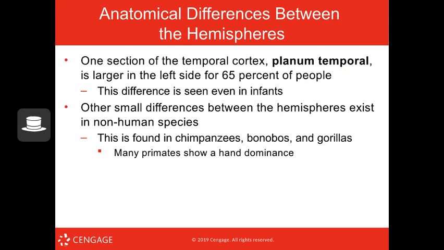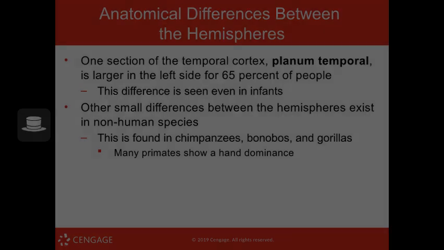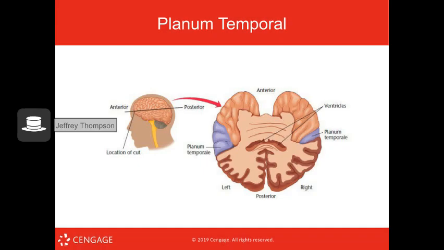We're not the only ones who experience these differences and these specialties. In other primates, you'll see that they not only have hemispheric specialty, but you can also see hand dominance. The planum temporale is related to speech comprehension, and that is larger on the left side than it is on the right side.